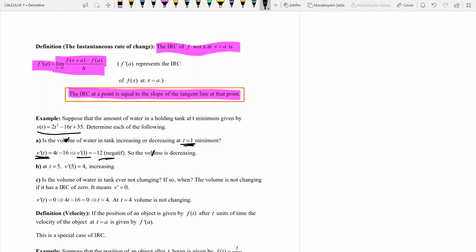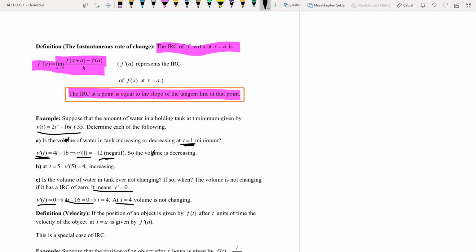The second one: is the volume of water in the tank ever not changing? If so, when is it not changing? Actually, the volume is not changing if its instantaneous rate of change is zero. So it means V prime is zero. When V prime is zero, we simply take the derivative of V. This is 4t minus 18 equal to zero. It means at time 4.5, the volume is not changing.